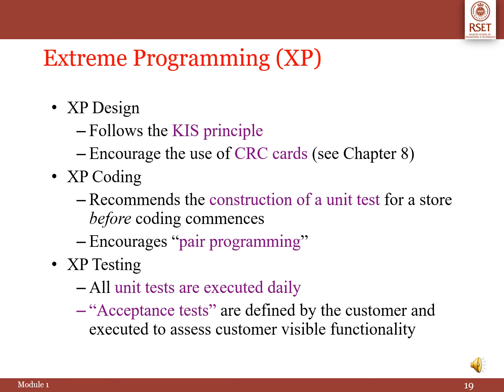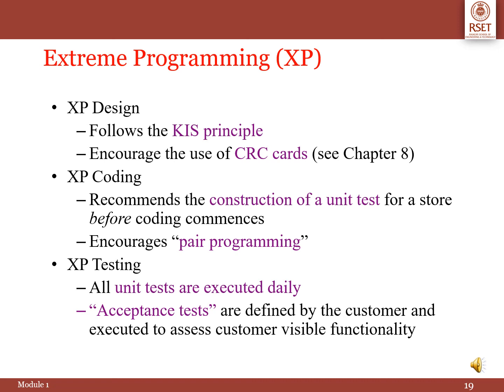The next phase is XP design, extreme programming design. It follows the KISS principle, that is, Keep It Simple. It encourages the use of CRC cards. Next is XP coding. It recommends the construction of a unit test for a story before coding commences. It encourages pair programming, that is, two people work together at one computer workstation to create code for a story.